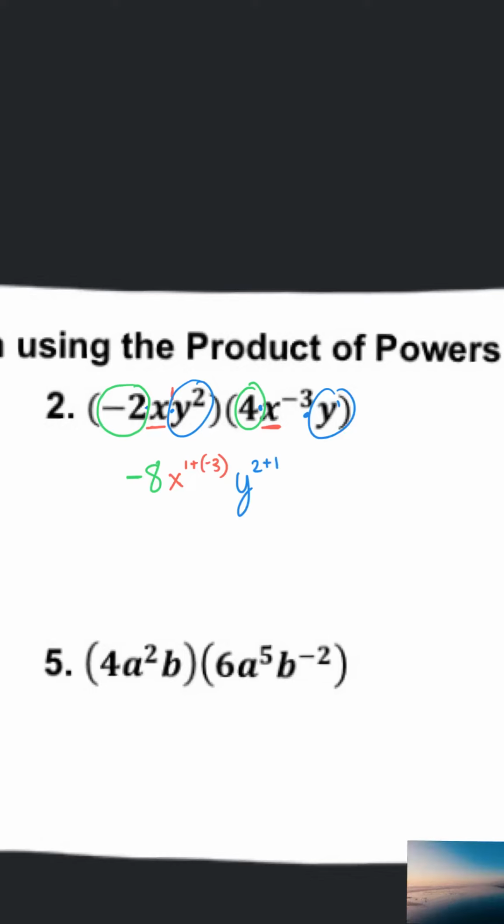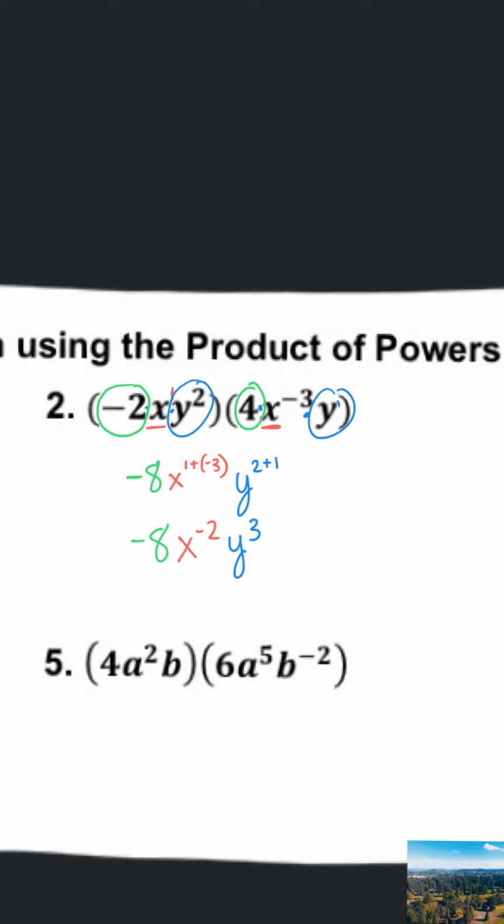Okay, now all I have to do is do some simplifying. My -8 is going to stay the same. My x, I get 1 plus -3, which is -2. And then I have y to the second power plus 1, so that gives me y to the third.